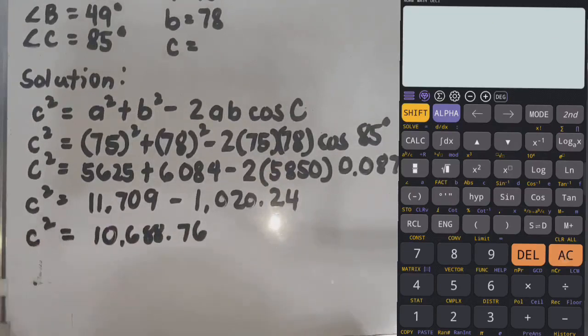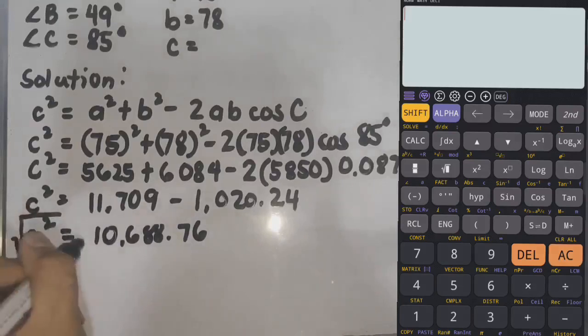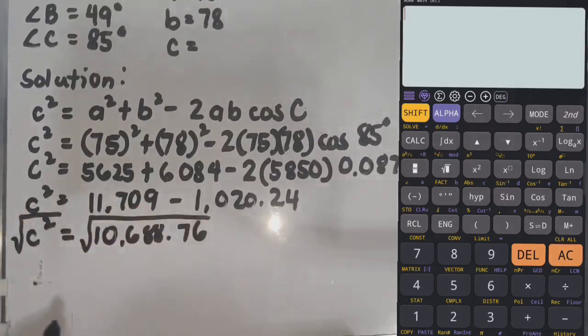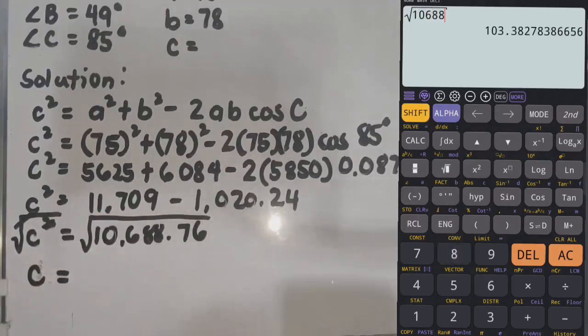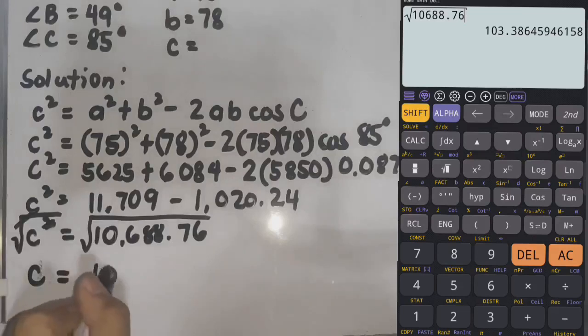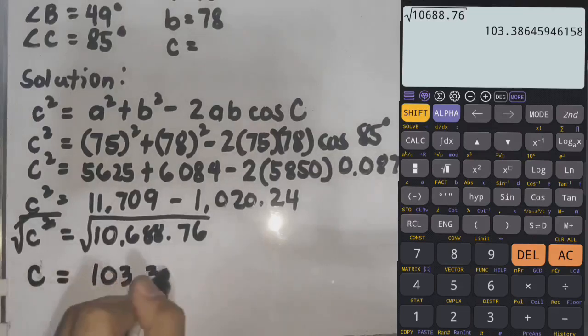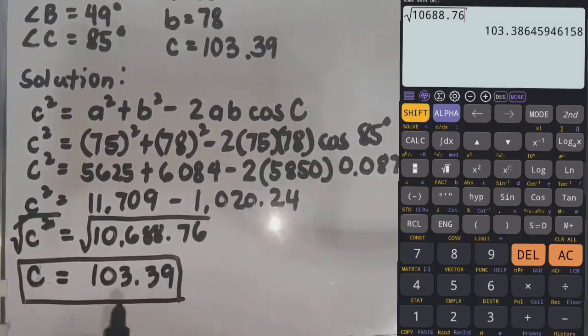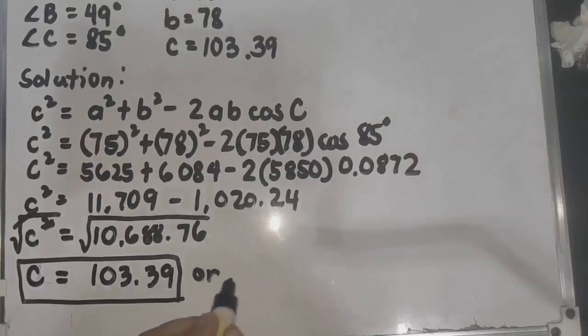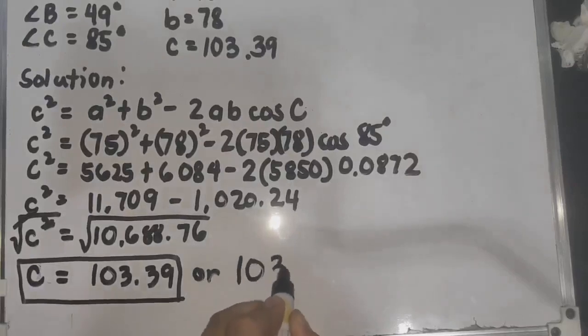So, para maalis natin yung exponent, maglalagay tayo ng radical sign on both sides of the equation, which is applying the square root property. Yung pinag-aralan natin. So, cancel natin. Matitira na lang ay C equals the square root of 10,688.76, which is equal to 103.39. So, ang value ng C natin is 103.39, or kapag whole number lang yung kailangan, it is simply 103.